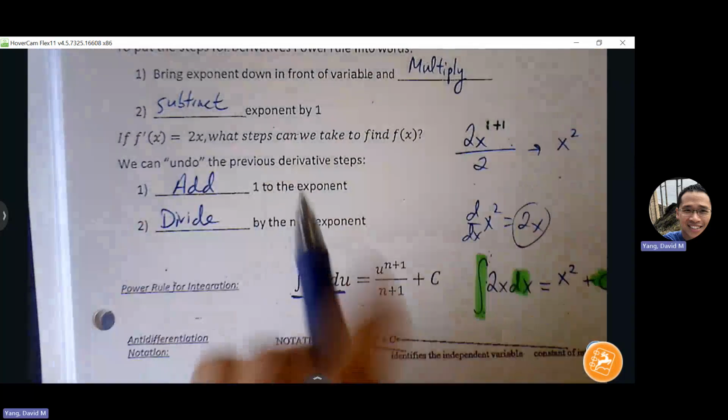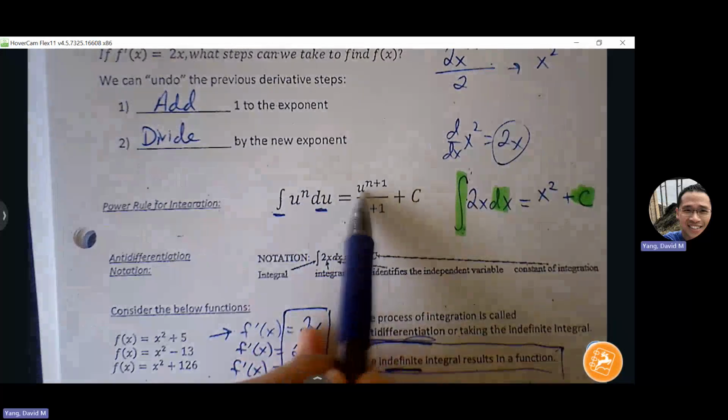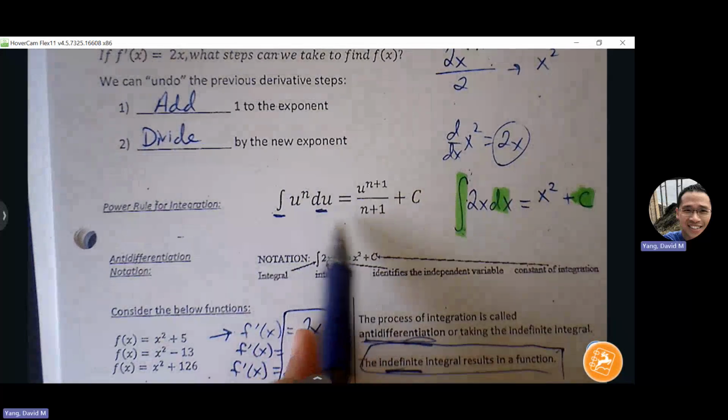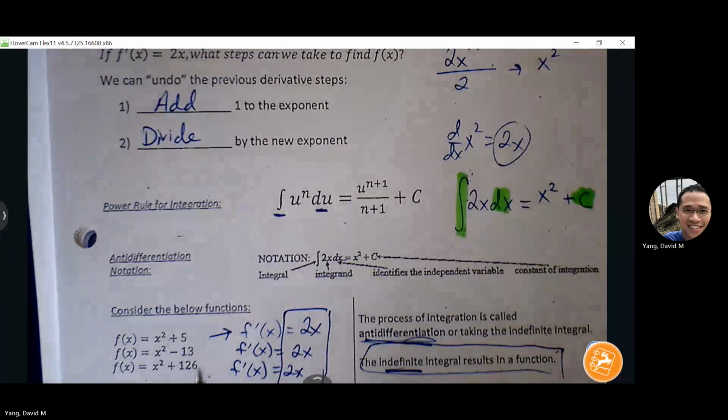Okay, so today we're just going to practice this process that we see here, where we just add 1 to the exponent, divide by the new exponent, and do power rule. All right, so page 30.